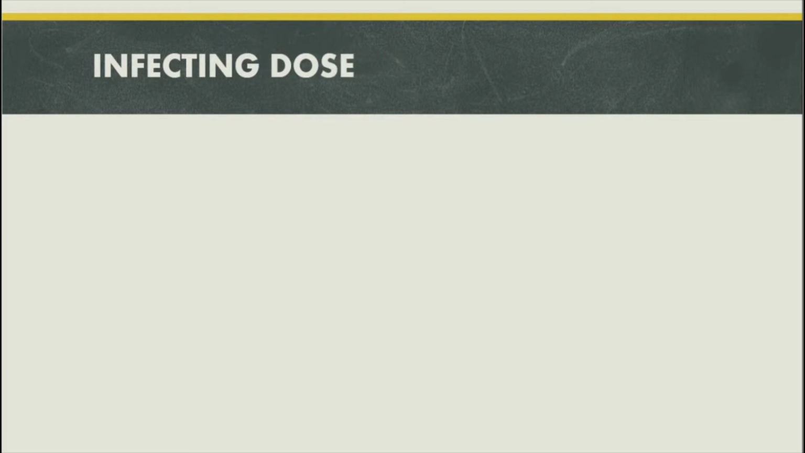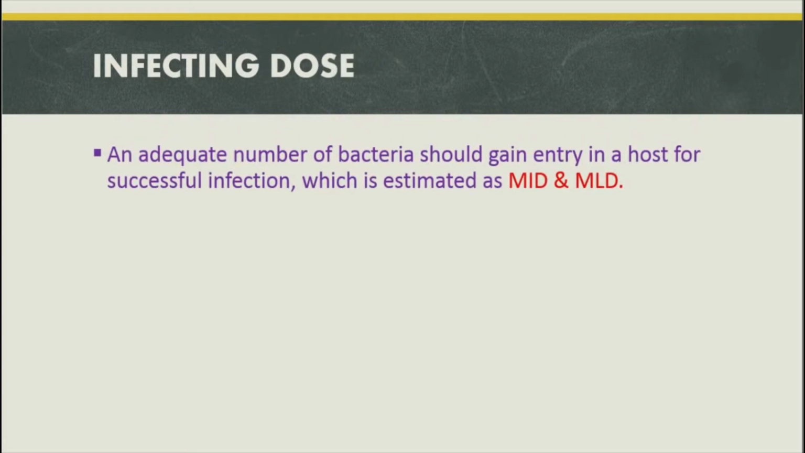Next, we come to the infecting dose. An adequate number of bacteria should gain entry into a host for successful infection, and this is estimated as MID, that is minimum infecting dose, and MLD, that is minimum lethal dose. When the organism enters the host, it should get in at least in the minimum number which is able to establish the infection, and once infection is established, that can result in the disease. Then and only then can they cause harm to the host. If they are in a very low number, they may not be able to cause successful infection and ultimately may fail to cause the disease. That is why the terms MID and MLD have been estimated.